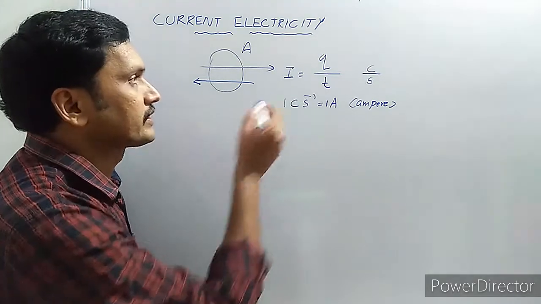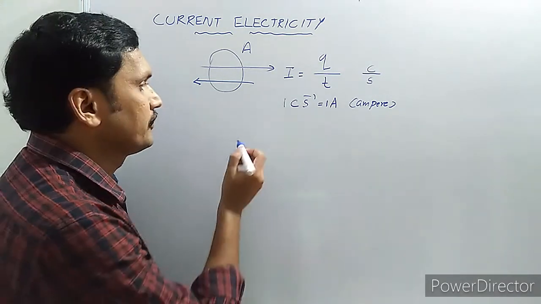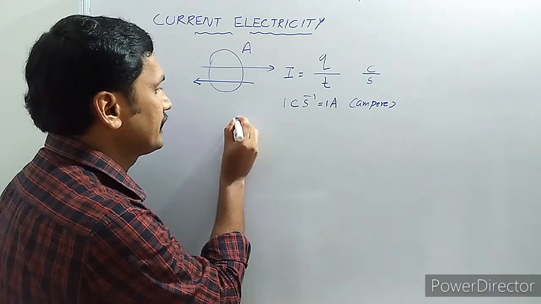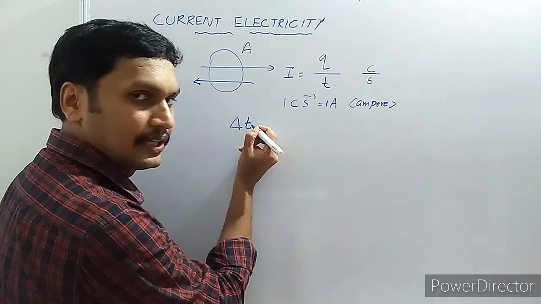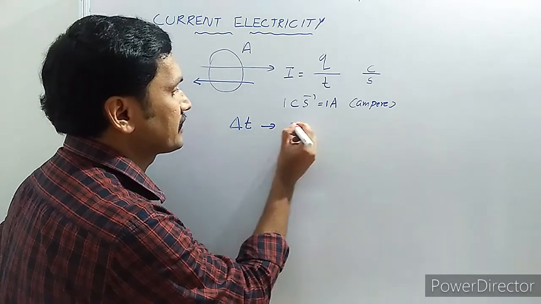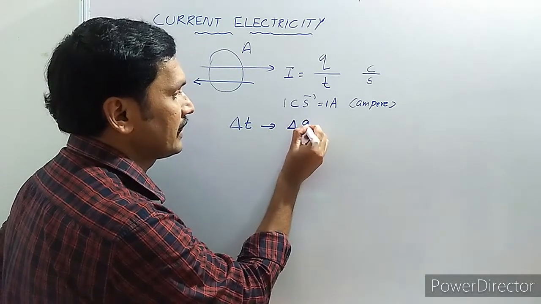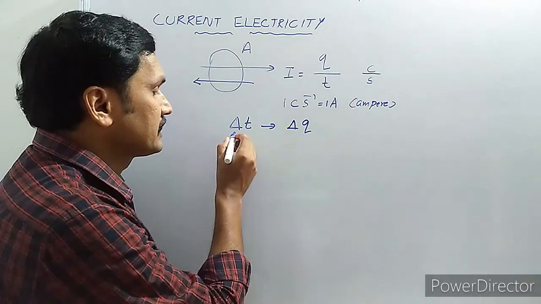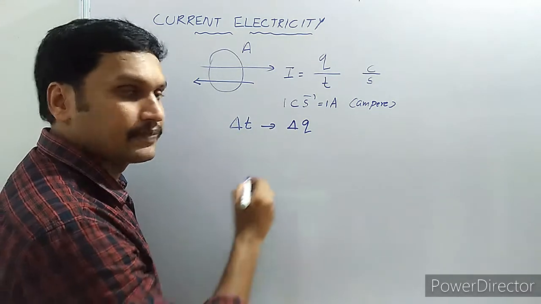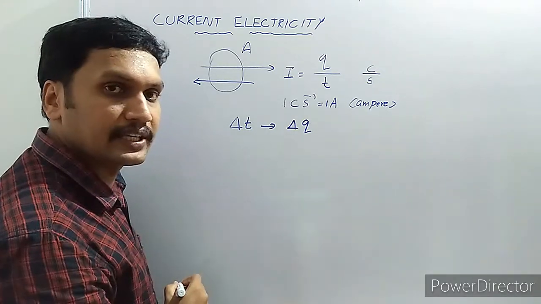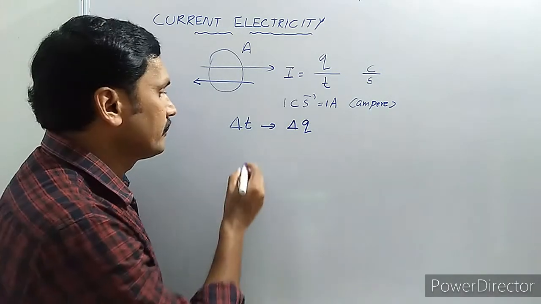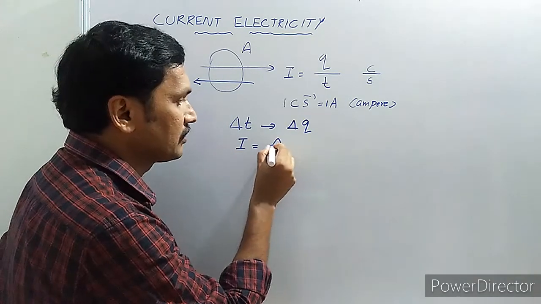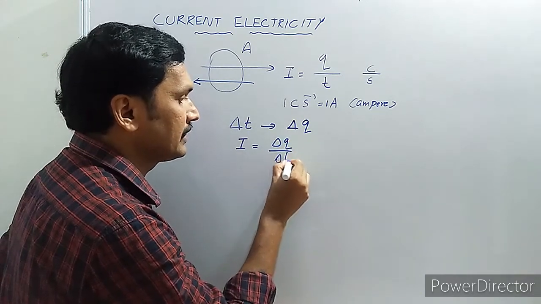So then we write the same expression in this way. Suppose we take a very small time interval delta t, and in that time a charge delta q flows through that area normally. So in a small time interval delta t, a charge delta q flows through that area normally. Again we can write the current through that area at that instant as delta q by delta t.